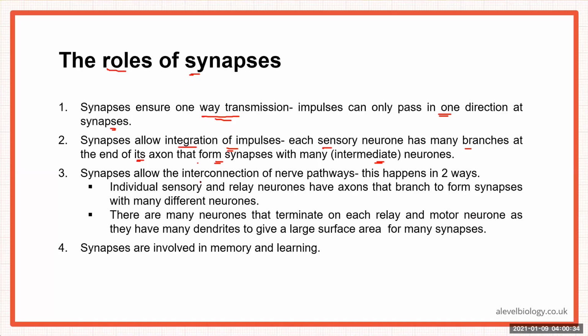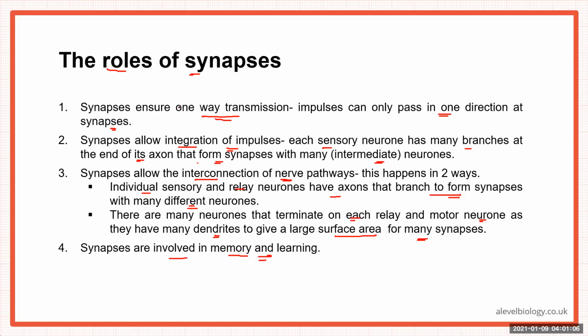Now synapses also allow interconnection of nerve pathways, right? This happens in two ways. Individual sensory and relay neurons have axons that branch to form synapses, as we just saw in the diagram, with many different neurons, right? There are many neurons that terminate on each relay or motor neuron, as they have many dendrites to give a large surface area for many synapses. So these are different roles, and synapses are also said to be involved in memory and learning. So these are four basic roles of synapses.